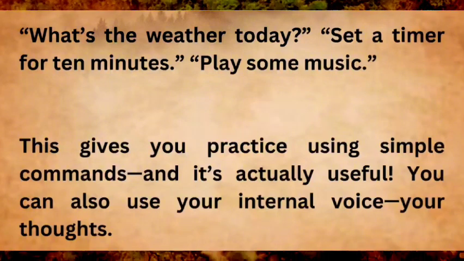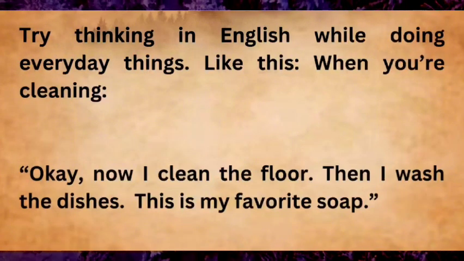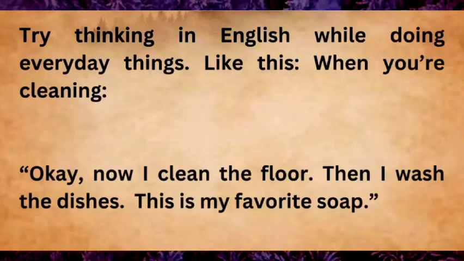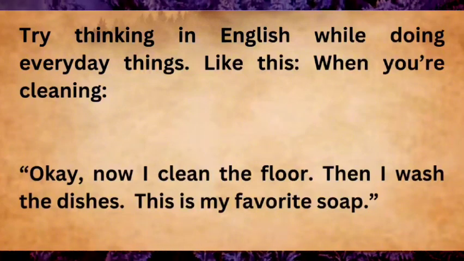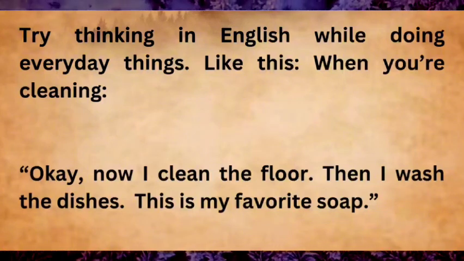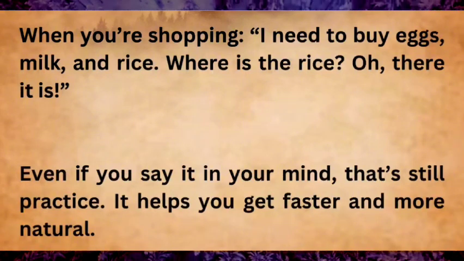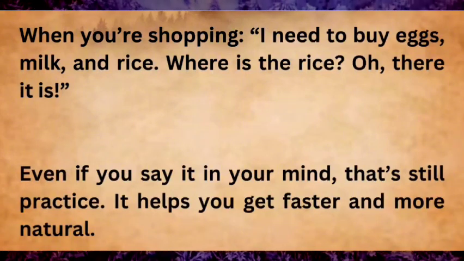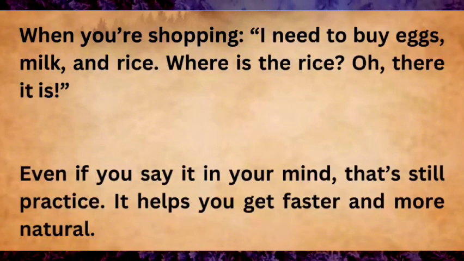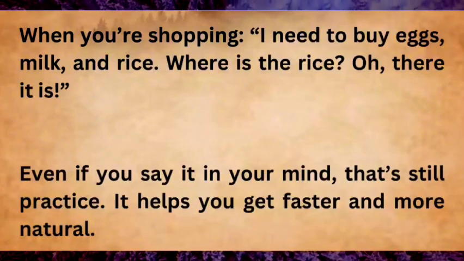You can also use your internal voice, your thoughts. Try thinking in English while doing everyday things, like this. When you're cleaning, okay, now I clean the floor. Then I wash the dishes. This is my favorite soap. When you're shopping, I need to buy eggs, milk, and rice. Where is the rice? Oh, there it is. Even if you say it in your mind, that's still practice. It helps you get faster and more natural.